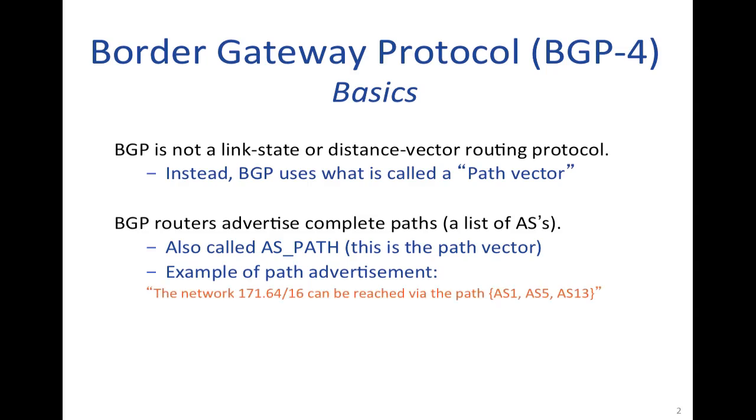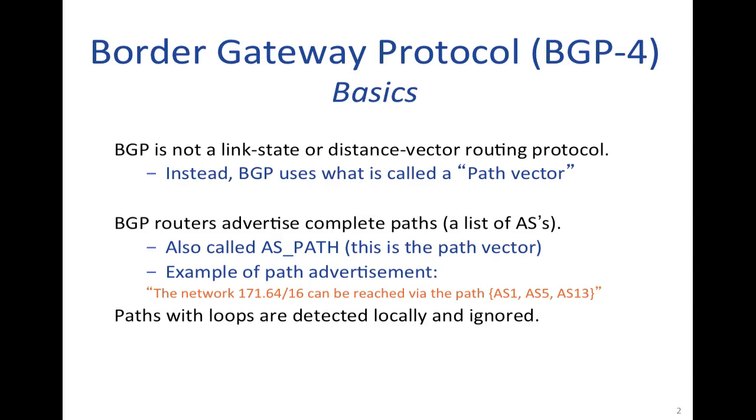So an example of a path advertisement might look like this. It says the network prefix 171.64/16 can be reached via the path going through these three ASs, 1, 5, and 13. So that might be an example of an advertisement that BGP might advertise to one of its neighbors.